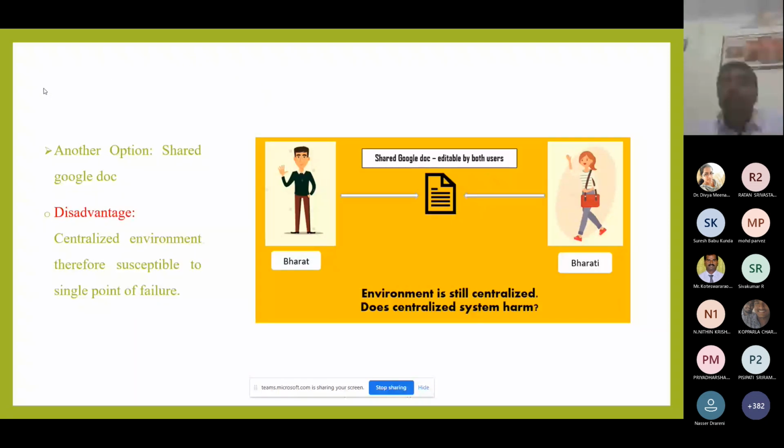Next, shared Google Doc. What does it allow? It allows both Bharat and Bharti a centralized environment where both can work on the document together. The shared Google Doc is editable by both the users. Don't confuse Microsoft Word and shared Google Doc. This is only an example that supports the definition of blockchain. Blockchain is not at all a Word file or a shared Google Doc. This example will support the definition of blockchain. So here in shared Google Doc, both can edit the document together. However, again, the problem here is that this is susceptible to single point of failure.